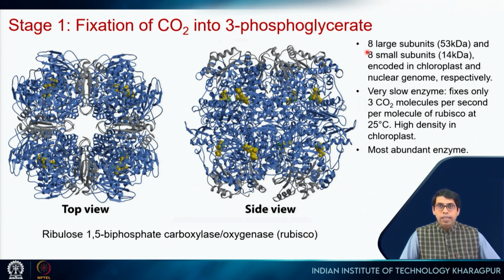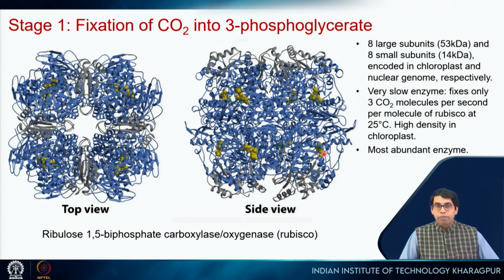This enzyme has 8 large identical subunits. Each subunit is 53 kilodalton in size, and it has another 8 identical small subunits. Each small subunit is 14 kilodalton in size. So, together it forms a very large protein complex. Interestingly, the large subunits are encoded in the DNA that is present in the chloroplast, so the chloroplast genome, whereas the small subunits are encoded in the nuclear genome, right. So, these two proteins are synthesized in 2 different parts, and then they come together and are assembled.